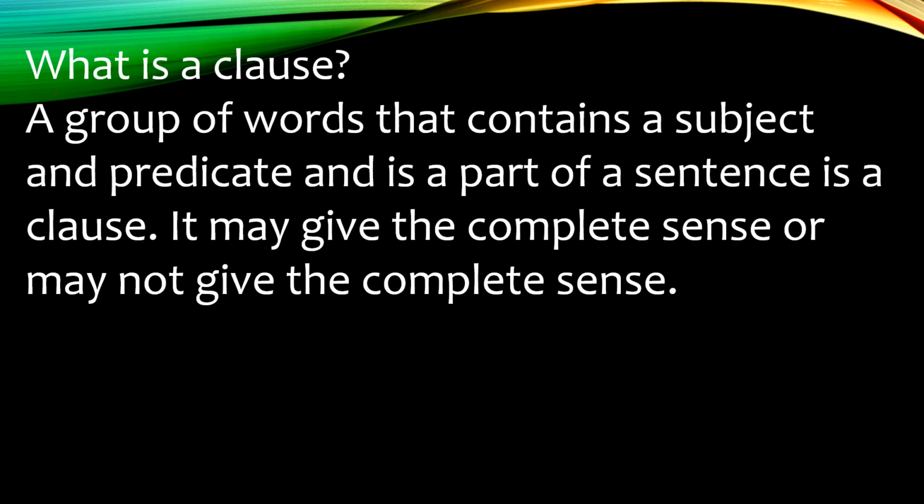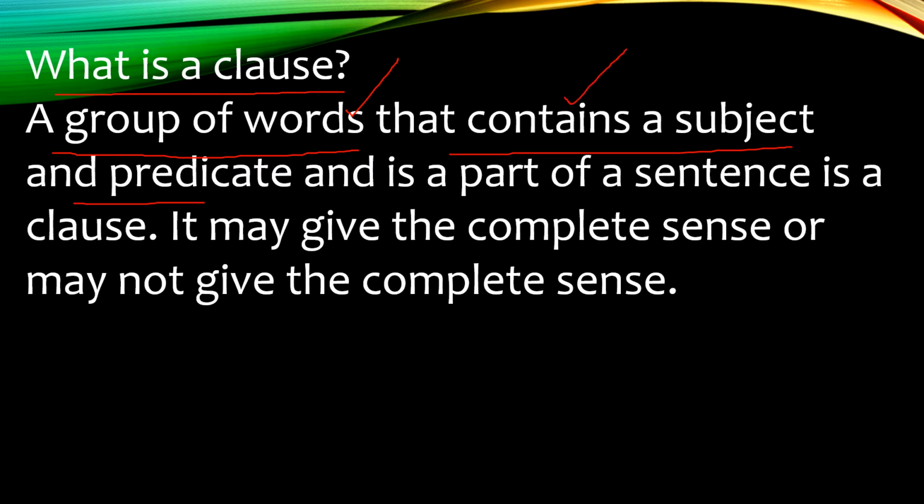Now what is a clause? By reading the definition of this clause, you are going to learn the difference between clause and sentence. Just observe here: a group of words. A clause is also group of words. Like a sentence, a clause is also a group of words that contains a subject and a predicate. A sentence also contains subject and predicate. These are two similarities. A group of words, that is a similarity between clause and sentence. Clause also contains subject and predicate. This is also another similarity.